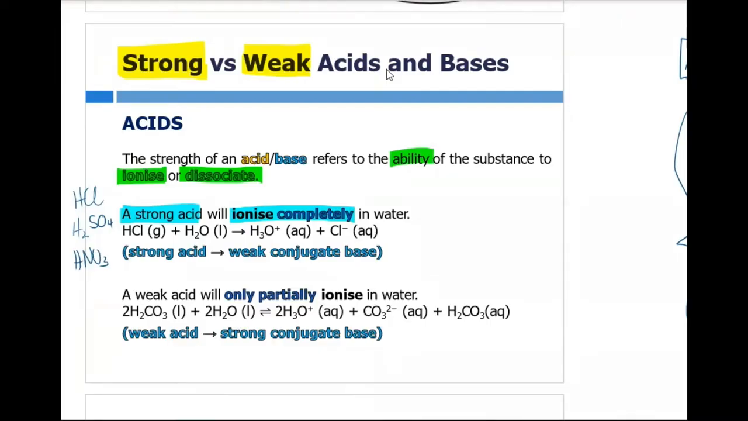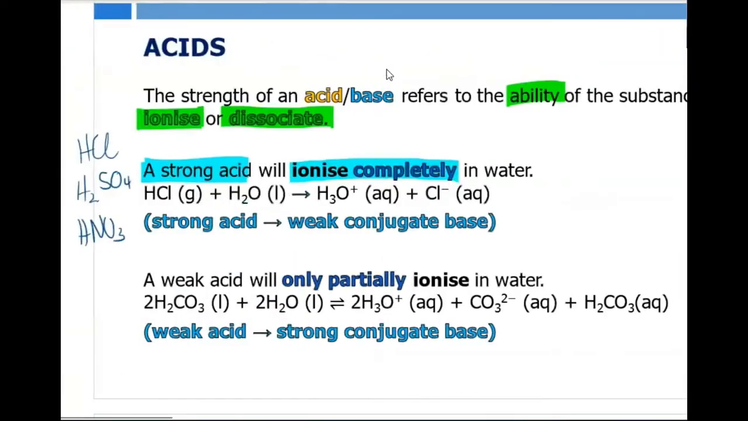A strong acid will ionize completely, which means the reaction that we see in front of us here, hydrochloric acid reacting with water, has a single arrow. A single arrow means the reaction can only take place from left to right. And that's how many of you know reactions. You're like, what? There's a second option.